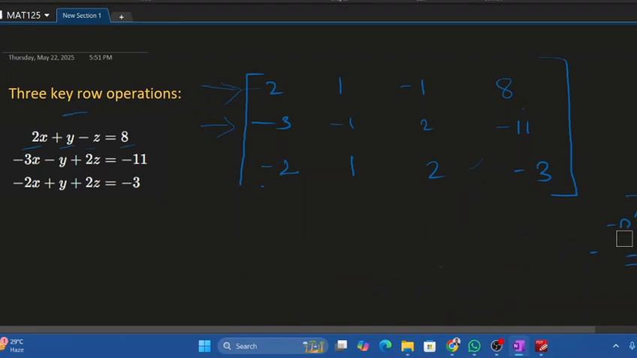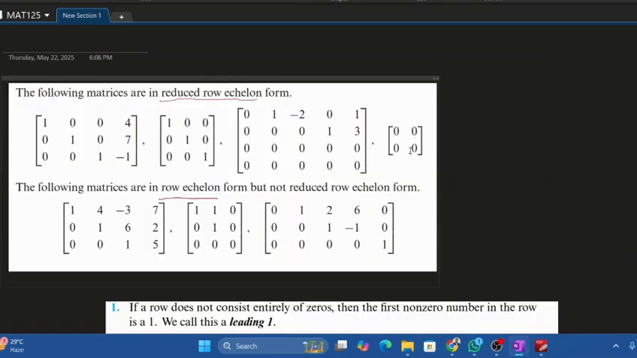Then let's get introduced to 2 of the forms that we will be targeting. One is reduced row echelon form, and another is just row echelon form, not reduced. By applying Gauss elimination, all we want to do is make our linear system look like this.